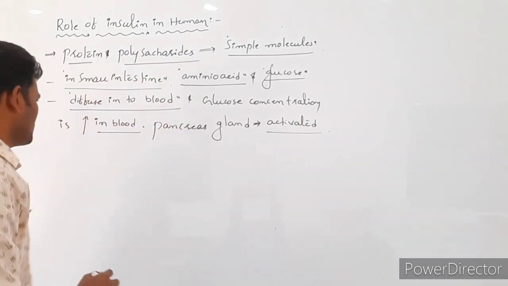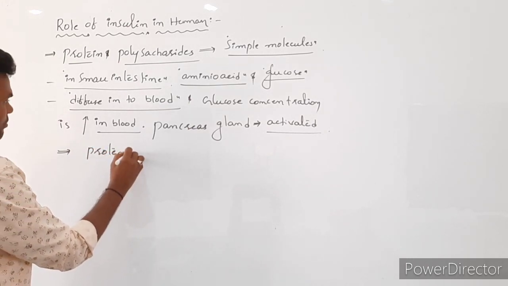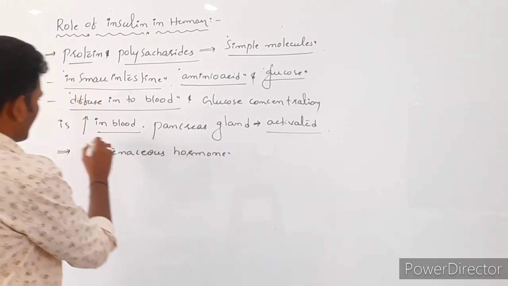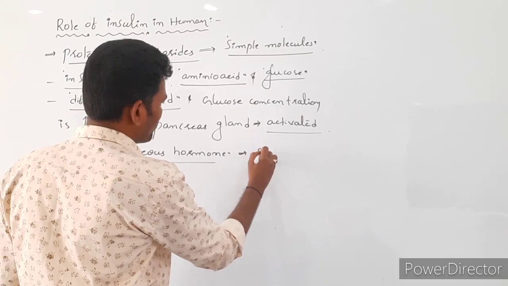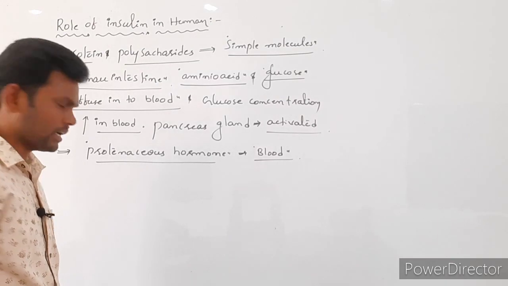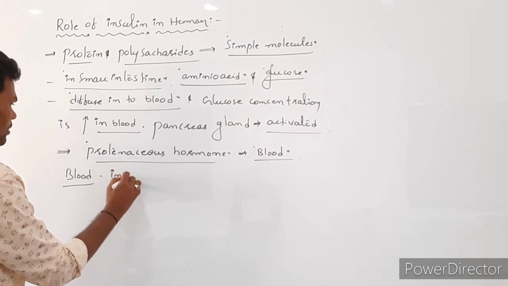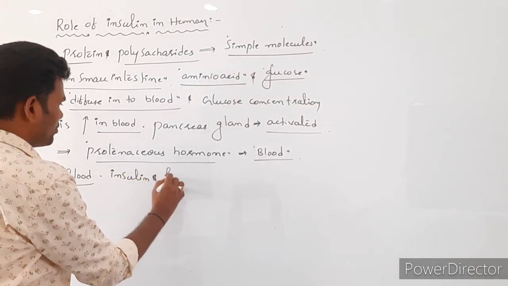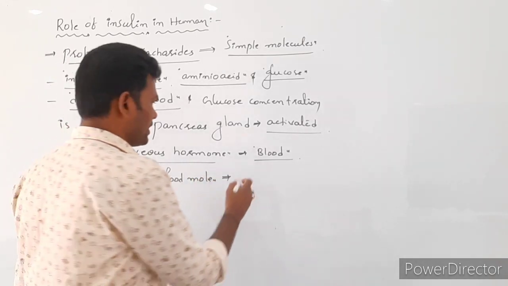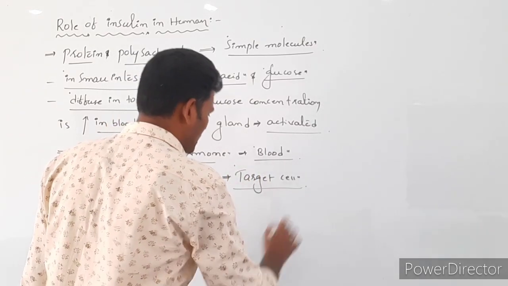Now it is going to start secreting a proteinaceous hormone. Now it enters the blood. Now the blood is containing glucose molecules as well as insulin, as well as the simplest food molecules. Now they reach one target cell.